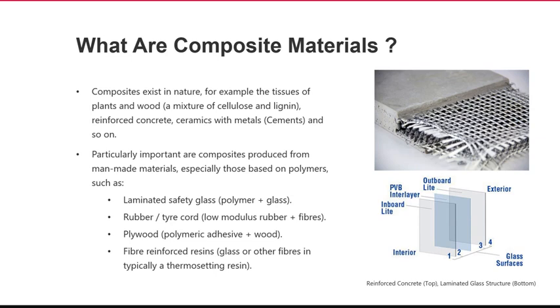So particularly important are composites produced from man-made materials that allow us to design products and buildings and infrastructure that allow that combination of maybe polymers and metals or concrete and metals and so on and so forth. So some great examples are laminated safety glass. So that's a combination of polymer and glass. Maybe a rubber cord, for example, that is the combination of rubber and fibers. Plywood, which is a polymeric adhesive and wood. And also fiber reinforced resin, so combining glass and other fibers together to create a thermosetting resin.